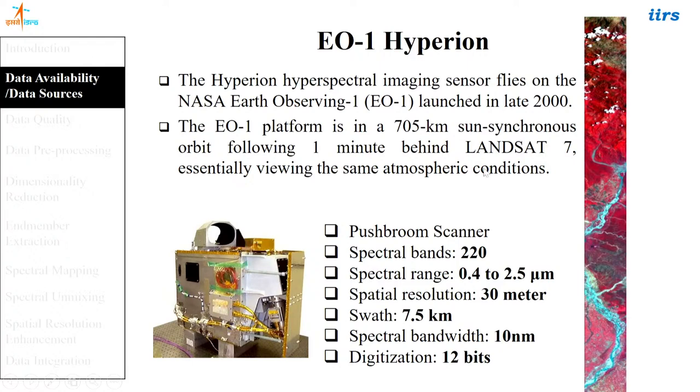So this was your EO-1 Hyperion data. This data you can see is from Rishikesh and the nearby area. It was launched in 2000, with a range of 0.4 to 2.5 micrometer. This is an example image from the Hyperion sensor, and the radiometric resolution for this was 12 bit.